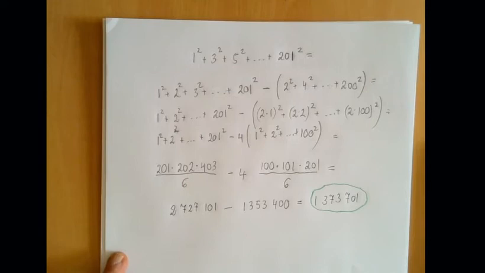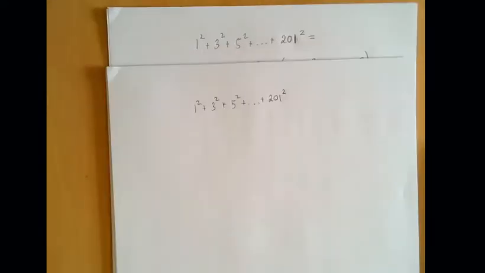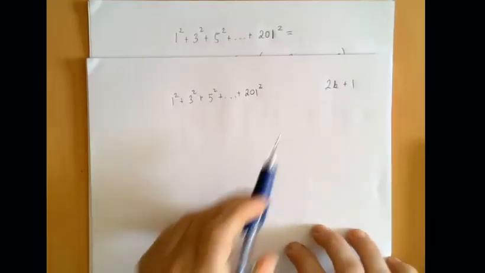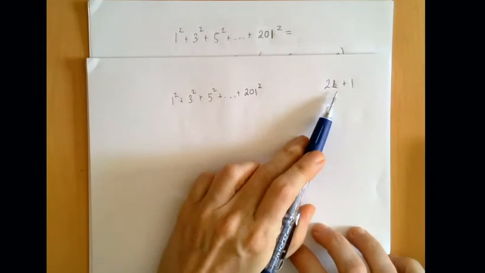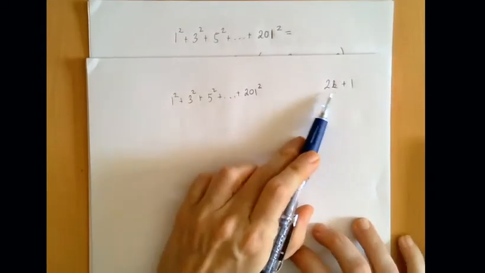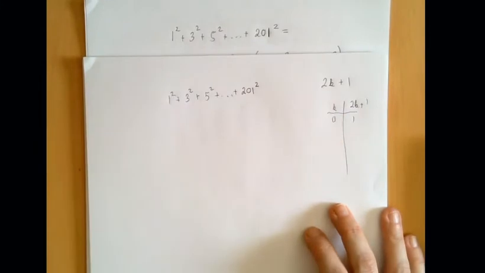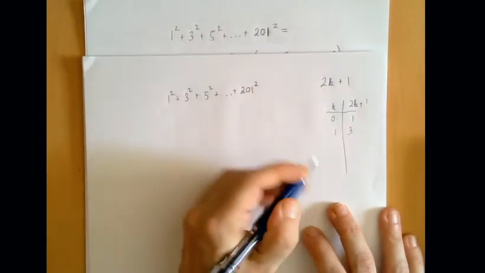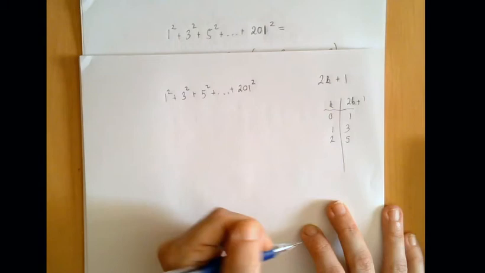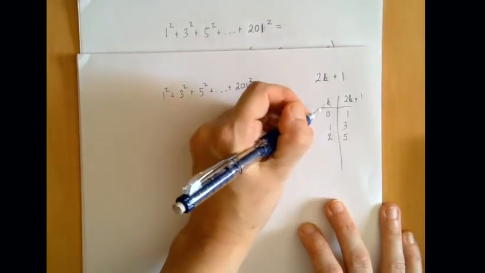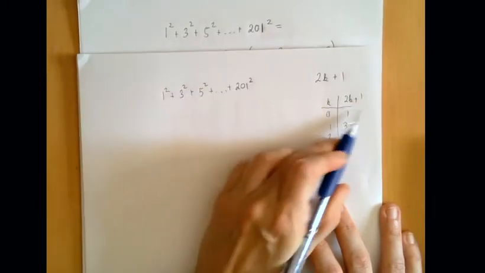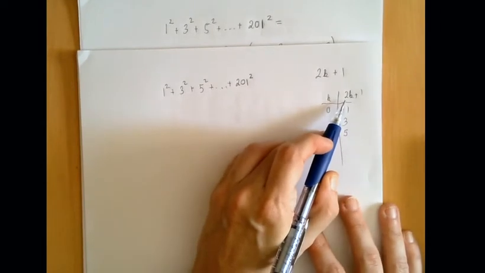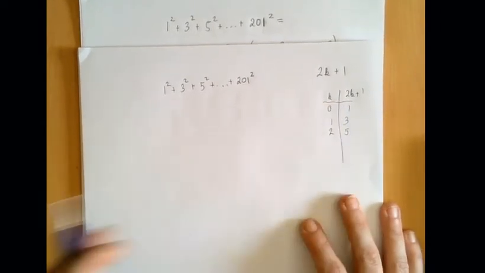There is another way to solve this problem. Now these are the odd numbers. The odd numbers can be expressed like this. If k is 0, we have 2 times 0 plus 1, that's 1. If k is 1, 2 times 1 is 2 plus 1 is 3. If k is 2, 2 times 2 is 4, plus 1 is 5, and so on. Every time we increase the value of k by 1, this expression would increase its value by 2. That's what we're going to use here.